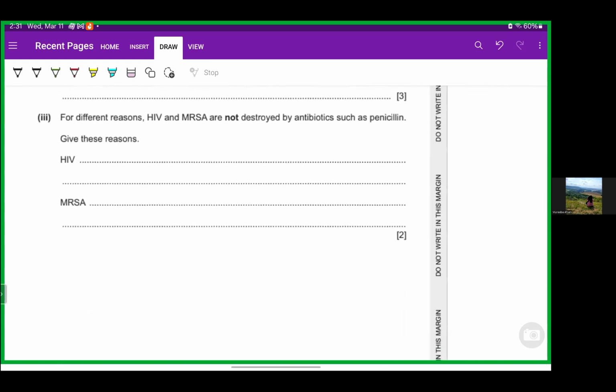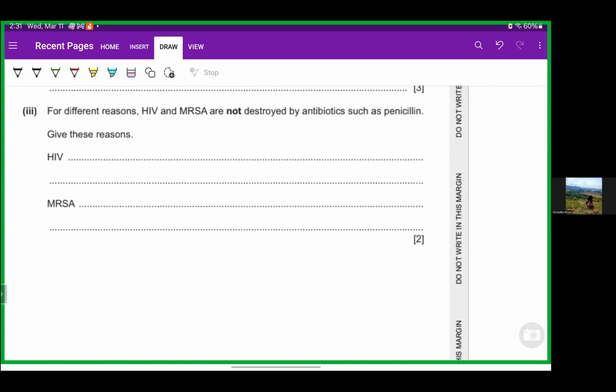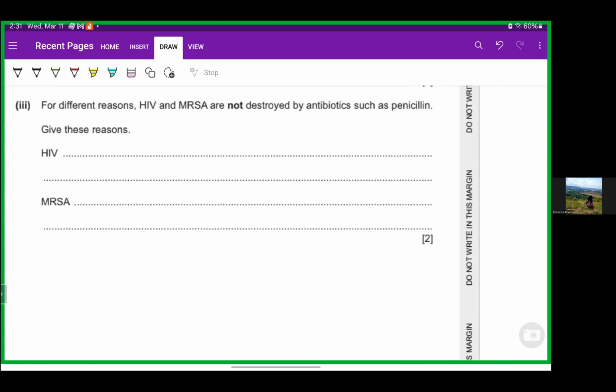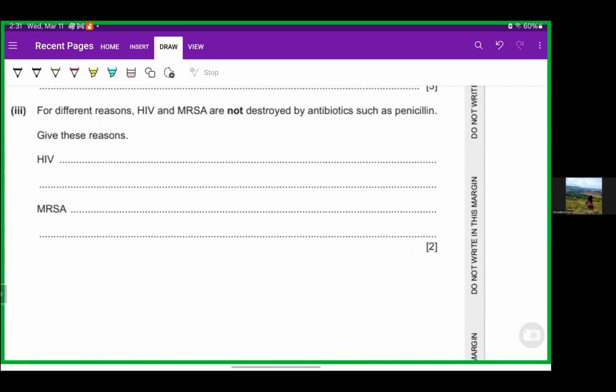For different reasons, HIV and MRSA are not destroyed by antibiotics such as penicillin. Give these reasons. So why HIV is not being killed by the antibiotic penicillin? Because it is a virus. So it cannot be killed by an antibiotic.